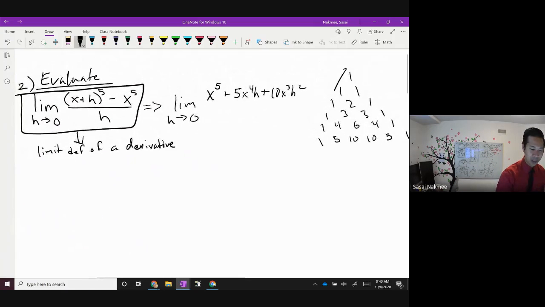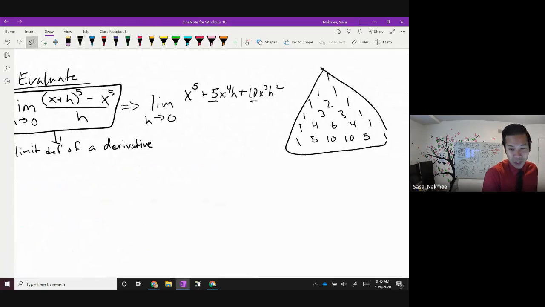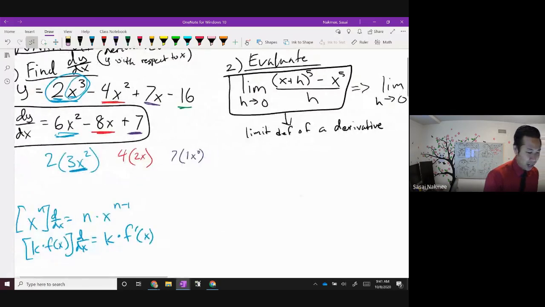By the way, if you don't recognize this, this is called Pascal's triangle, and it helps you figure out the coefficients of binomial expansions. That's considered a shortcut back in algebra 2, and I don't want to do that. That's a horrible shortcut. I have a better shortcut here.